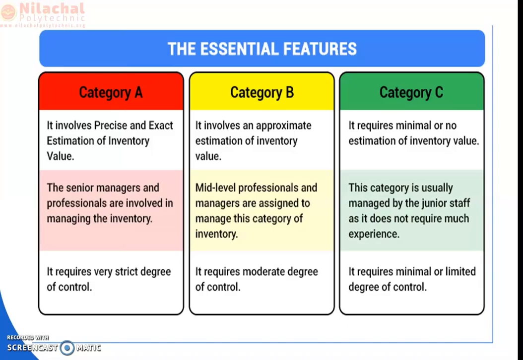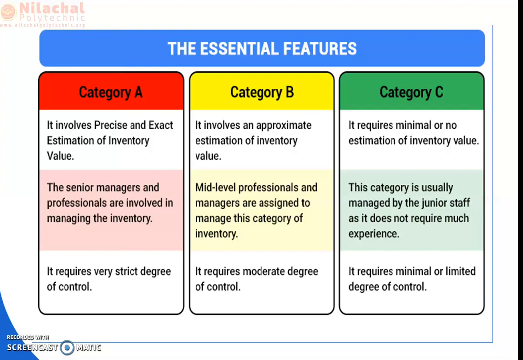As we have three types of items, we have to plot the graph for these items: category A, category B and category C. The category A items are very high valued and their price is more. So senior managers and professionals are involved in managing this inventory. We have to stick with a very strict degree of control for the A item. 70% of the total cost of inventory goes to the A item, and only 10% of inventories are related to the A category.